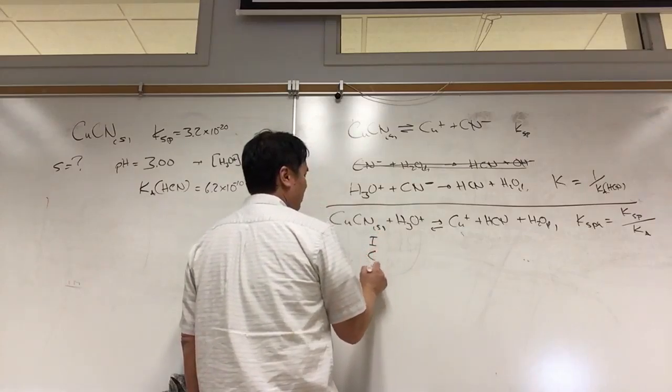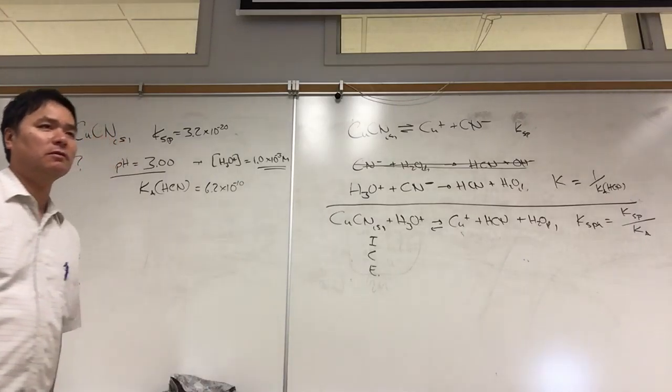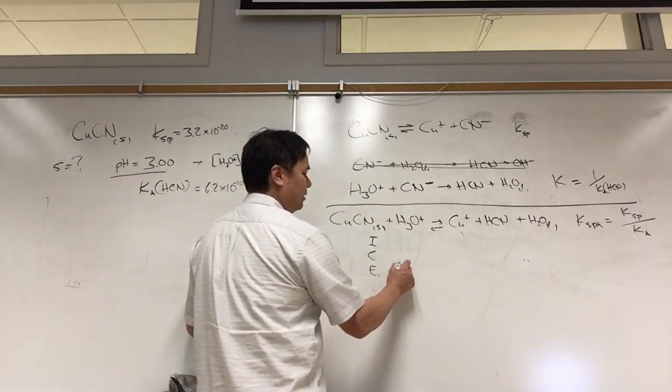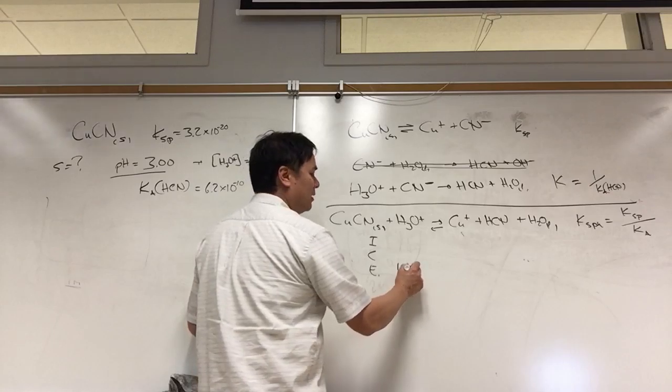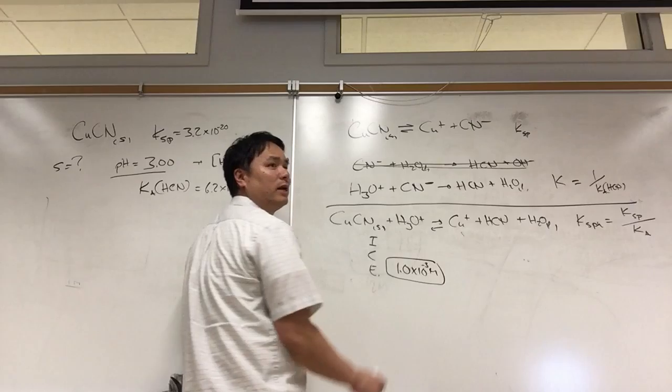And then we got to figure out, is this pH at equilibrium or is that pH initial? And so how was the question phrased again? What is the solubility of copper cyanide at pH equal to 3? Okay, then what is the solubility at pH equal to 3 means that this has got to be equilibrium. At equilibrium, it's got to be 1.0 times 10 to the minus 3 molar because that would give us a pH 3.